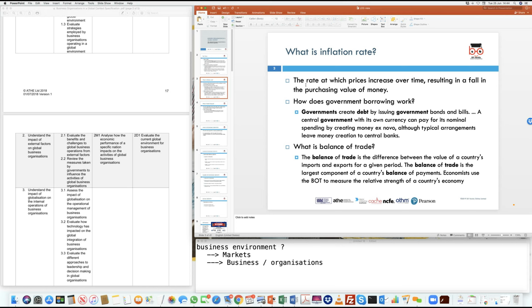Inflation is nothing but the rate at which the prices increase over time. Now, you must have seen that petrol was cheaper in the Philippines when you grew up, isn't it? Today, because of the rising dollar, the price of fuel at the pumps is increasing. So the rate at which the price has increased over time results in the fall of the value of money.